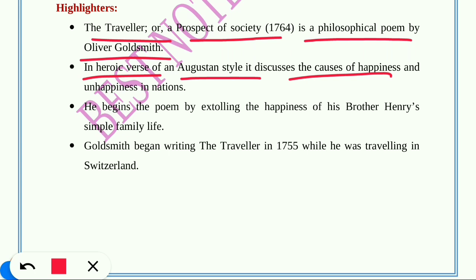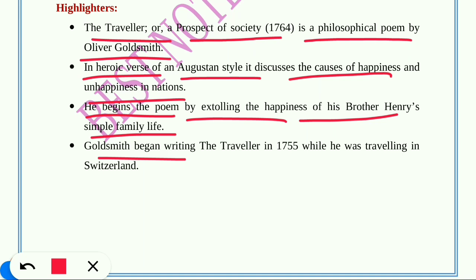It discusses the causes of happiness and unhappiness in nations. He begins the poem by extolling the happiness of his brother Henry's simple family life. Goldsmith began writing The Traveller in 1755 while he was traveling in Switzerland.